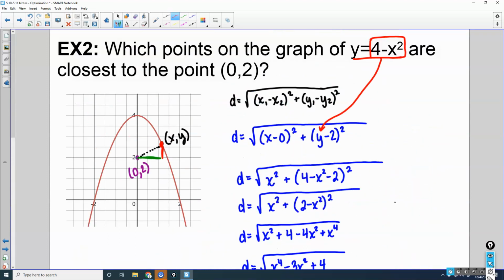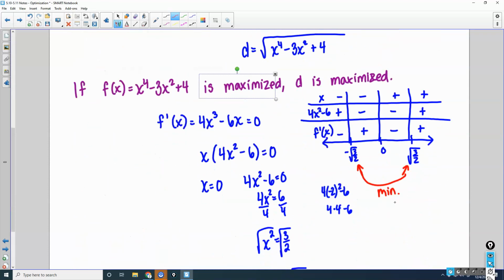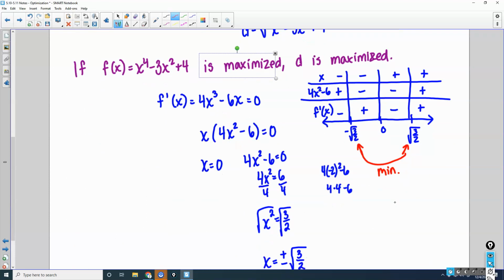And it does say which points on the graph. So you need to find x and y coordinates. It doesn't say just where are the x coordinates. It says the x and y coordinates. So how do we find the y coordinates that go with these 2 points? Plug it into the original. So my original was y equals 4 minus x squared.